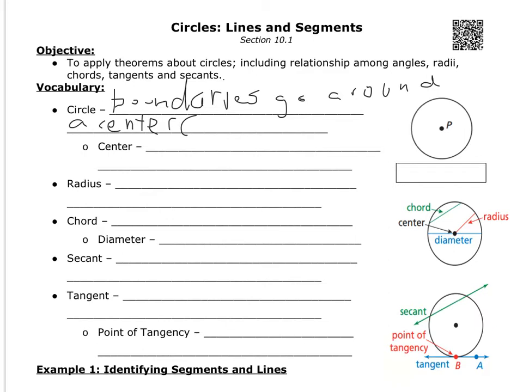I'll give you a hint. It starts with a C. It would be the circumference. So this first part of the definition is talking about the circumference of a circle. It's the part that goes around the center, right? So that is the circumference.